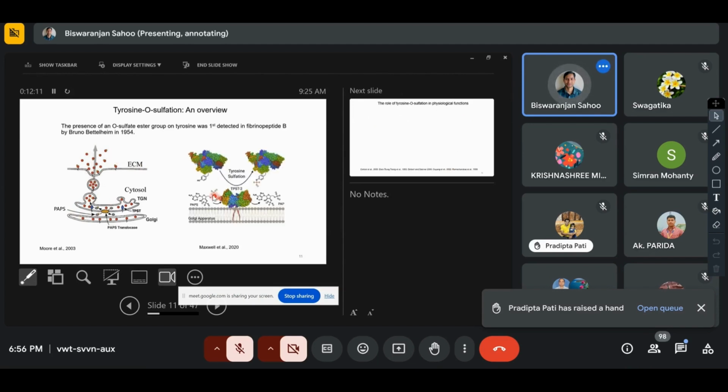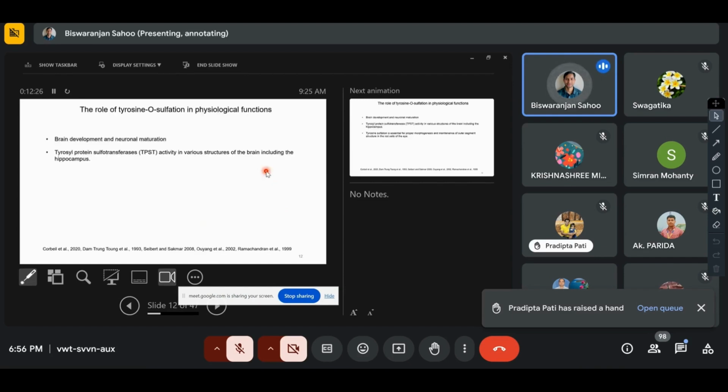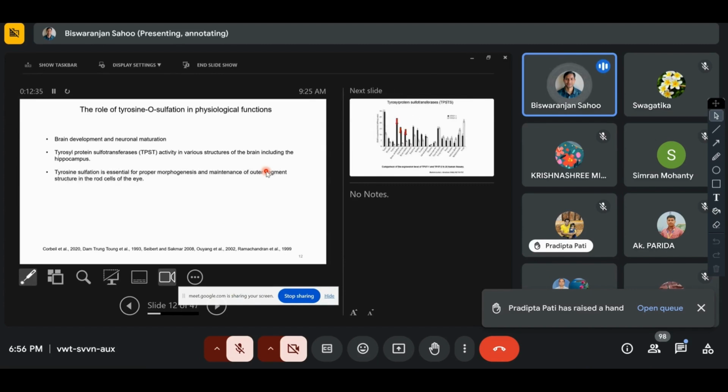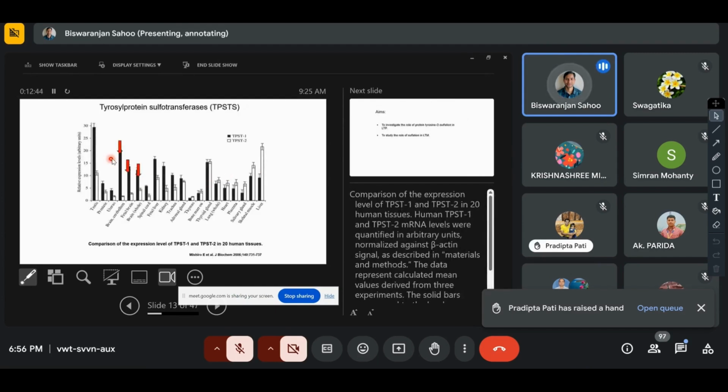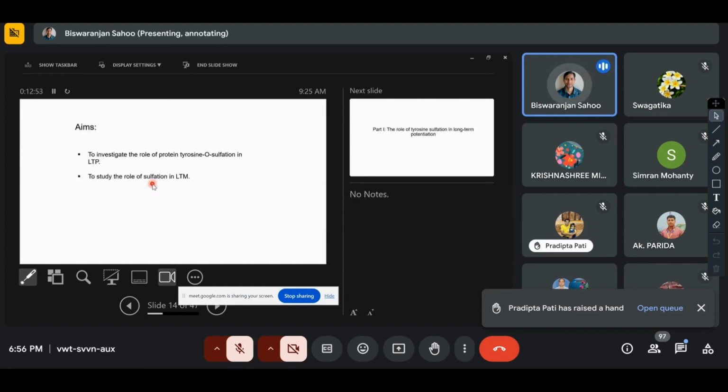There are two isoforms of the TPST enzyme, TPST1 and TPST2. Here is an example of how it takes PAPS and adds the sulfate group to the receptor protein. Tyrosine sulfation has an important role in brain development and neural maturation, and it is also helpful in the outer segment of rod retina. There is abundant TPST expression in different brain regions, and TPST1 is usually higher. So, going directly to the study.